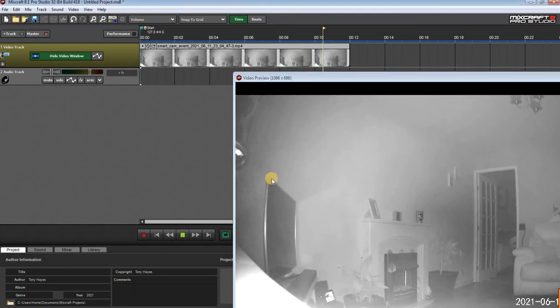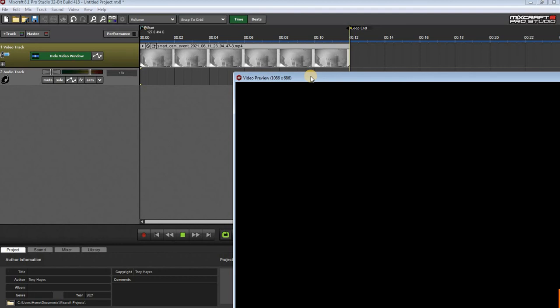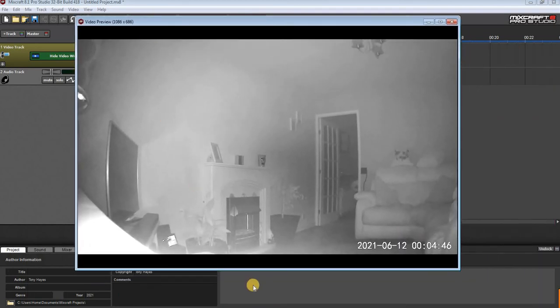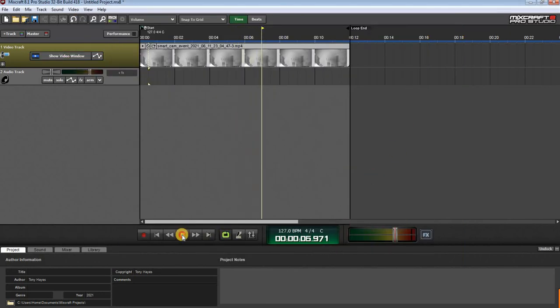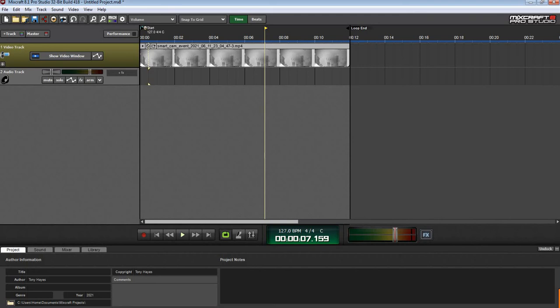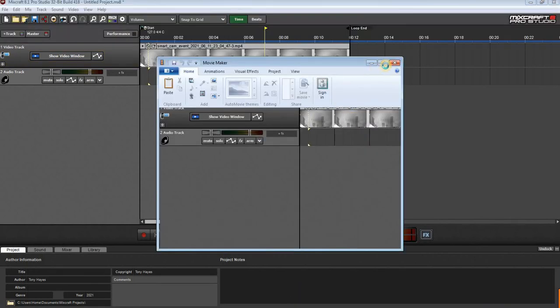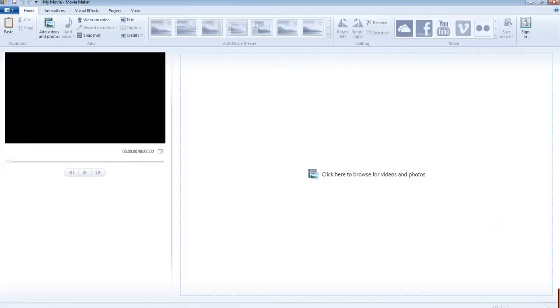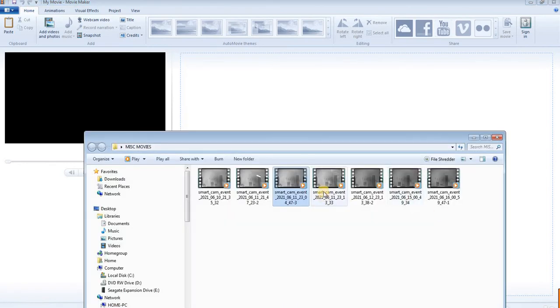Let me just loop that so it plays again. Yeah, that is definitely insect. It's certainly insect based, that one. Okay, with this one we'll put it back into the other software and we'll slow it down, and you'll see this one for yourself.